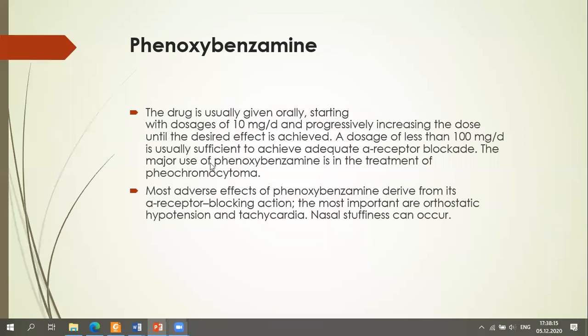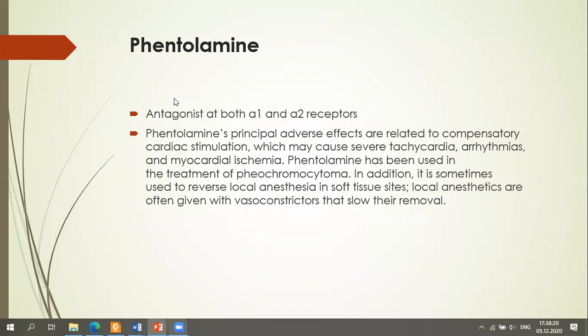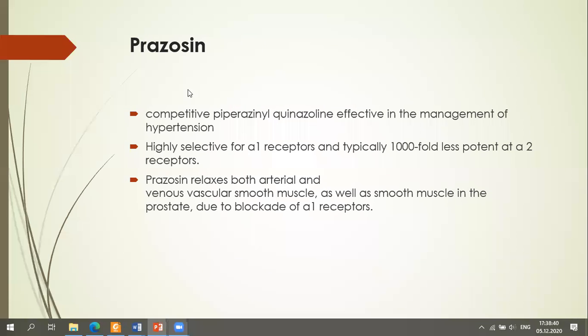Phenoxybenzamine is used in order to treat pheochromocytoma. We have seen it. And phentolamine has also been used in the treatment of pheochromocytoma, but it's not as selective as phenoxybenzamine. Now let's continue here. Prazosin, we have already learned about this. It is used in the treatment of hypertension too.